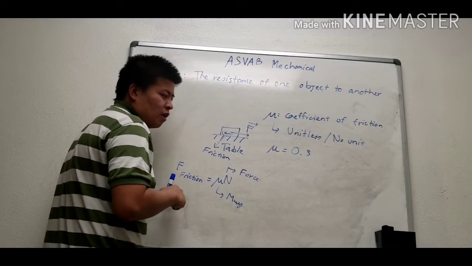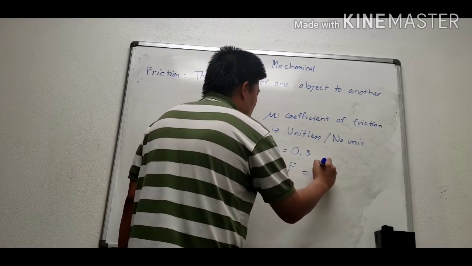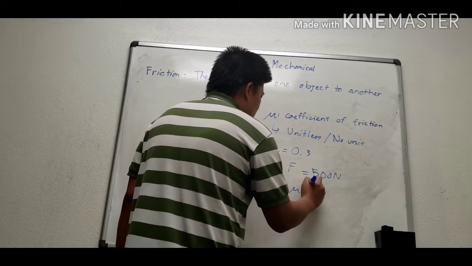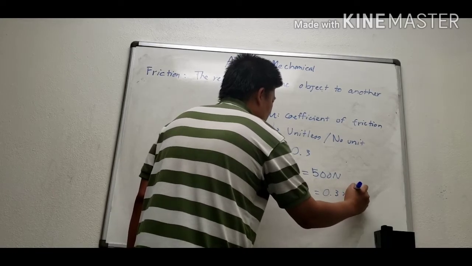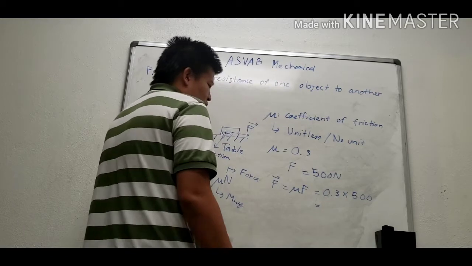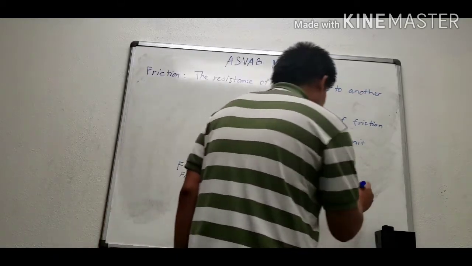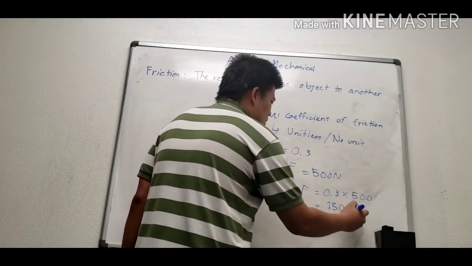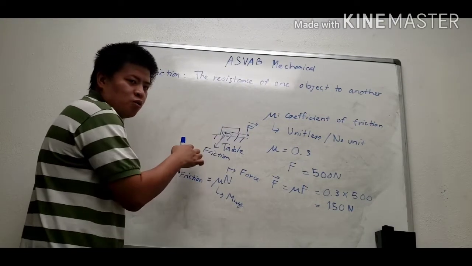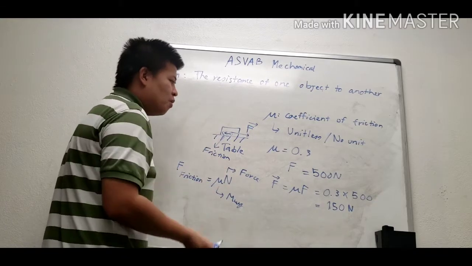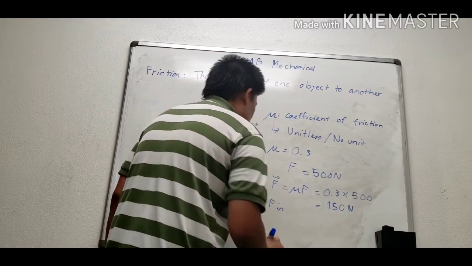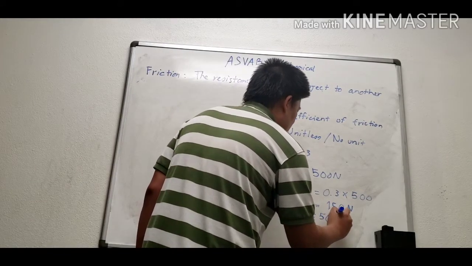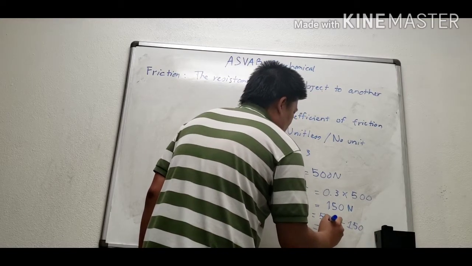If we want to calculate the friction, say we have a force of 500 newton. So the friction is mu multiplied by the force, which is 0.3 multiplied by 500. So the frictional force is 150 newton. If we apply the two forces together, because the frictional force is on the opposite side of the force, the net force is 500 minus 150, so we get 250 newton.